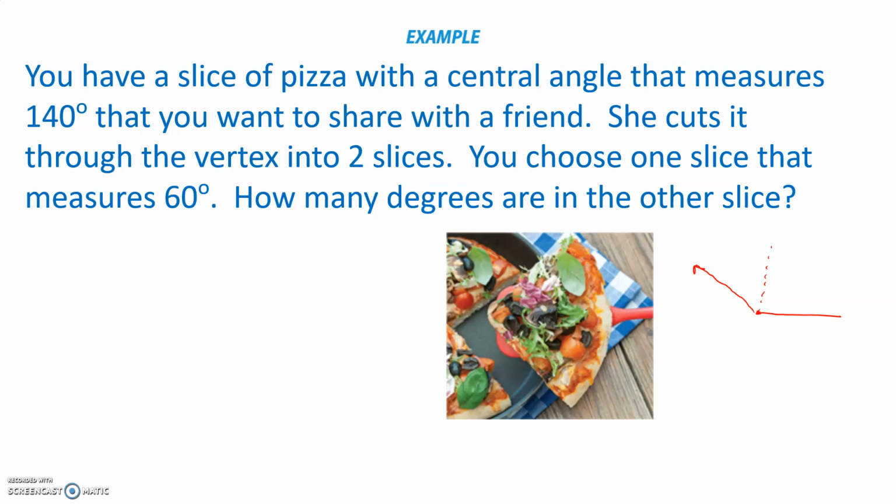And she cuts it through the vertex into 2 slices. It doesn't say that 2 slices are equal. In fact, it says one of the slices is 60 degrees. So if this is the 60-degree angle and the whole angle was 140, then I would subtract 140 minus 60 to know that that angle over here, or that pizza slice over here, is 80 degrees.